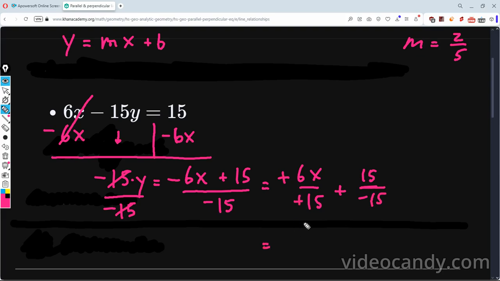And also 6 and 15, you can reduce that fraction. They're both divisible by 3. 6 divided by 3 is 2. And we still have the x. 15 divided by 3 is 5. And 15 divided by negative 15 is negative 1. All right. So 2x over 5, that's the same as 2/5 x minus 1. Oh, I'm sorry, I wrote y. That's minus 1.